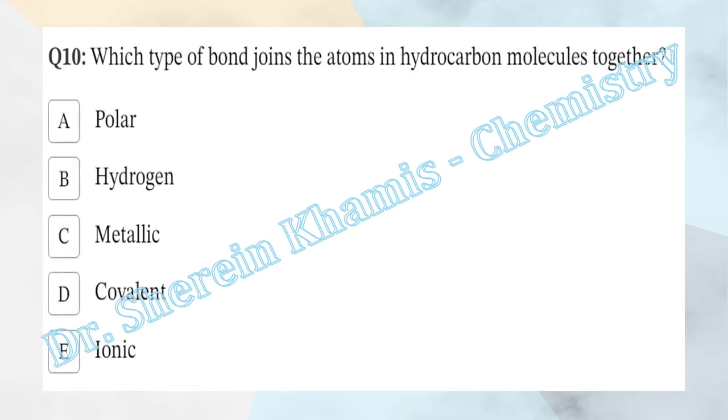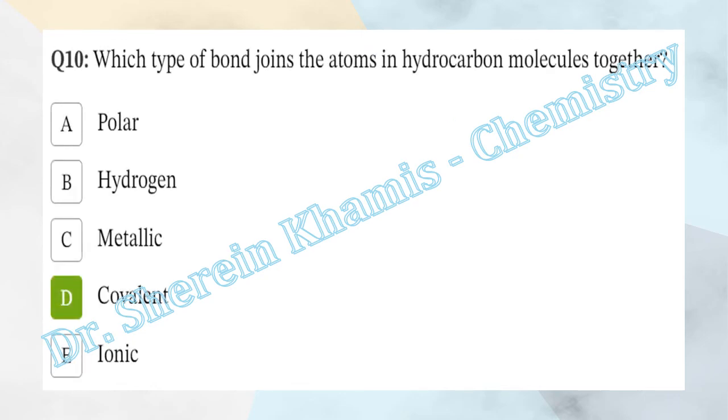Question number 10 says, which type of bond joins the atoms in hydrocarbon molecules together? Okay, we said before many times that all the hydrocarbons are connected together with what? With covalent bonds only. Covalent bond, all the hydrocarbon molecules connected with covalent bond only. Okay, let's go into question 11.